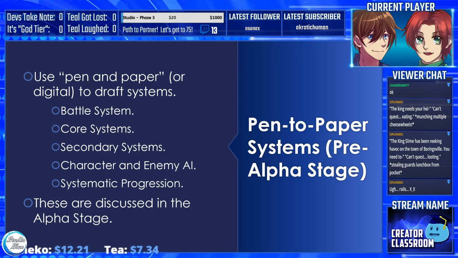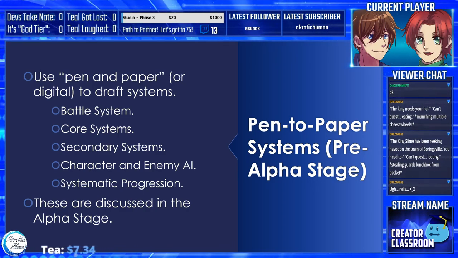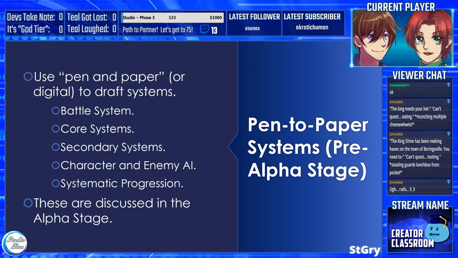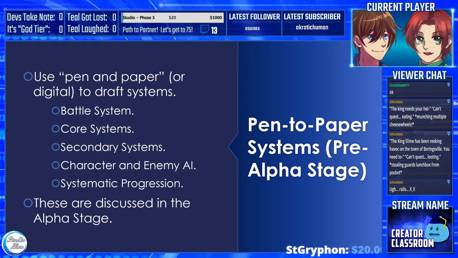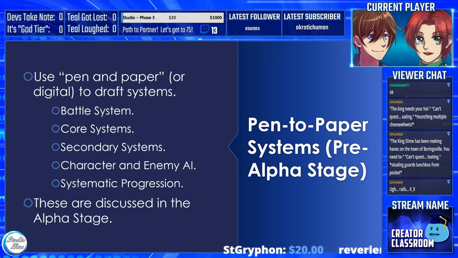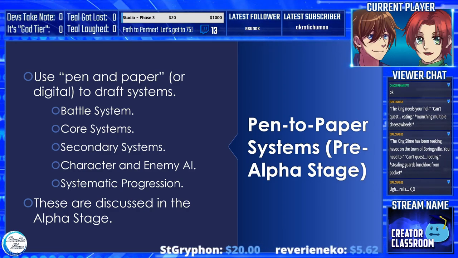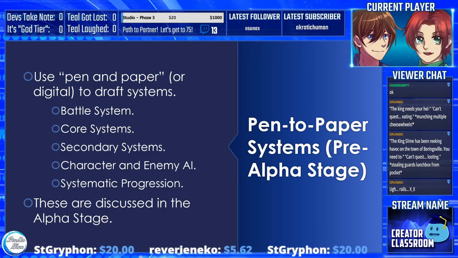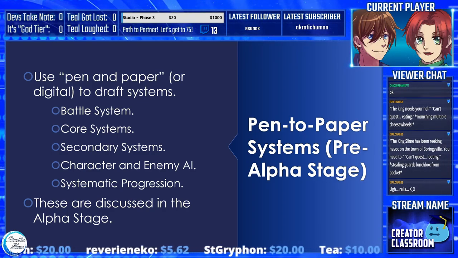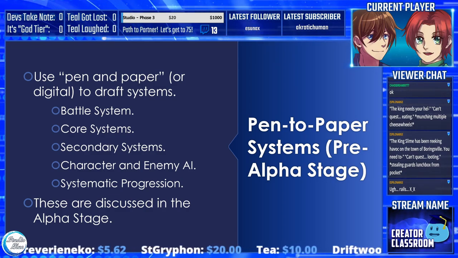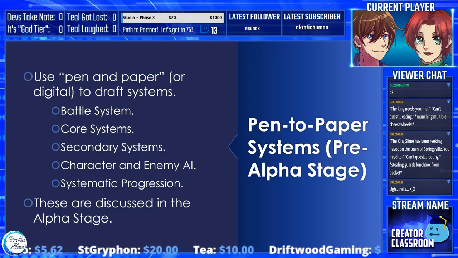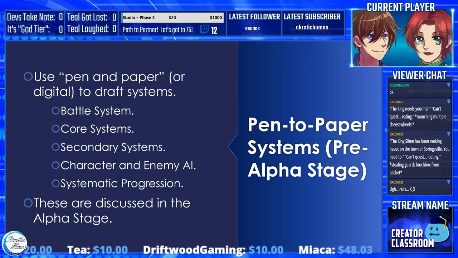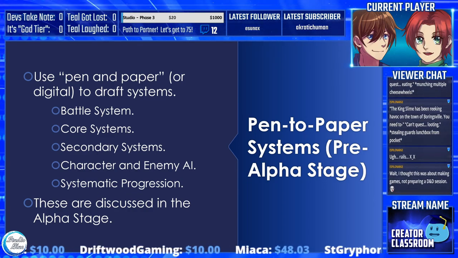Now you want to use pen and paper, although it's perfectly okay to use digital notes to draft your systems. Be sure to create the following notes: battle system, core systems, secondary systems, character and enemy AI, and systematic progression. We will go over all of these in the alpha stage of game development. Again, important things to note here. There is no 100%.